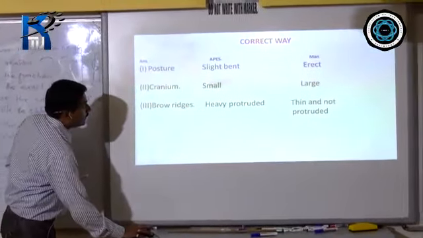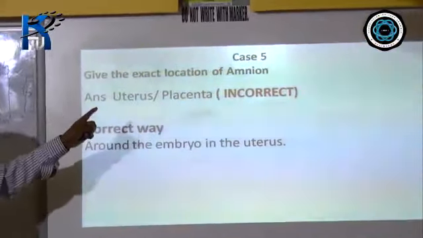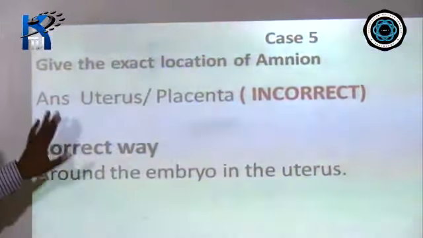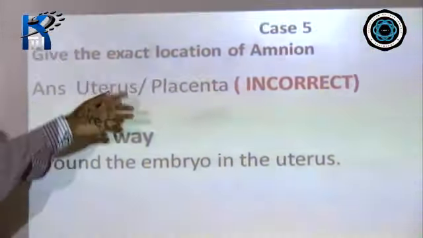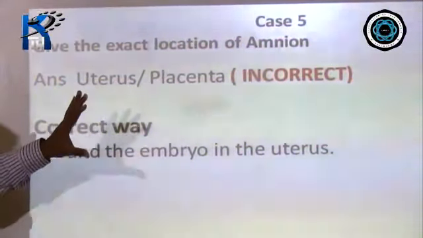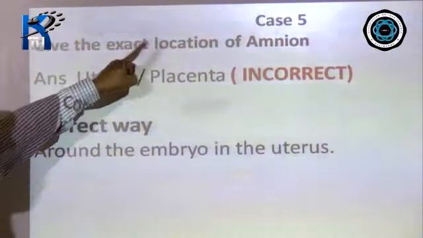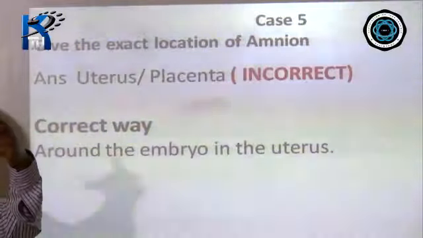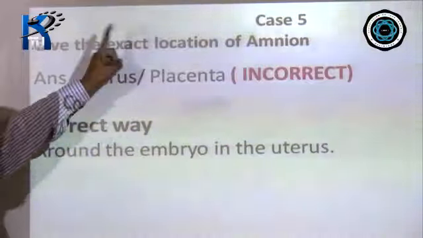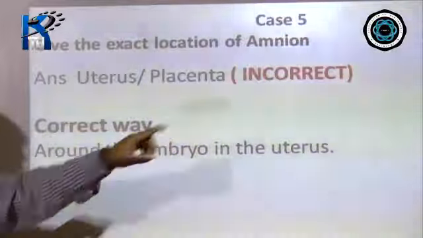Next one, case 5: give the exact location of amnion. Whenever this type of question comes, you see that the answer is right, uterus. Obviously amnion is found inside the uterus, inside the placenta. But whenever location comes, always remember that the question here is exact location. They are not asking you the location only. According to the location, uterus, placenta is right. But exact location means, where is the amnion present? Around the embryo in the uterus.